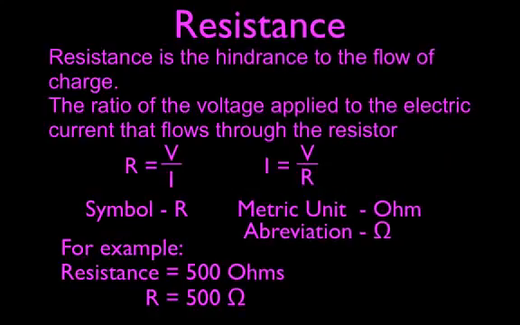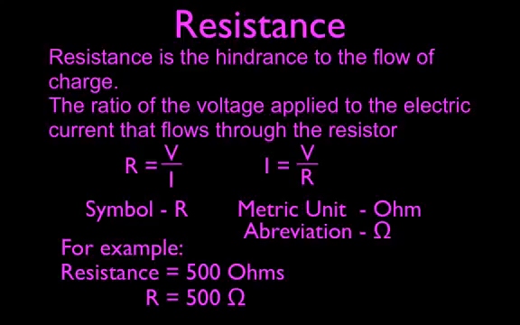Now, resistance, it's a little bit hard to come up with a good definition of resistance. I mean, a volt, we can just say, is a joule per coulomb. Current, we can say, is coulombs per second. But really, resistance, it's hard to come up with a definition, especially a definition that doesn't use the word resistance. So I found this one: resistance is the hindrance to the flow of charge.